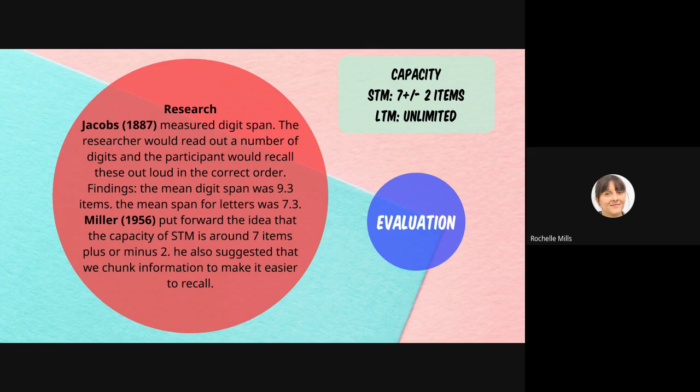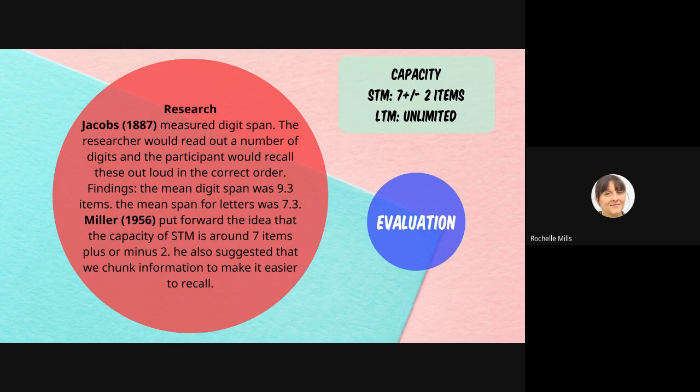We've got Jacobs, who measured digit span. So the researcher would read out a number of digits and the participant would recall these out loud in the correct order. So they might give them 4 digits, ask them to recall them, 5 digits, ask them to recall them, 6 digits, but they would be random digits and they would continue until that individual struggled.